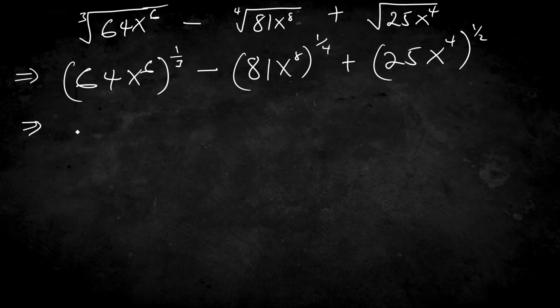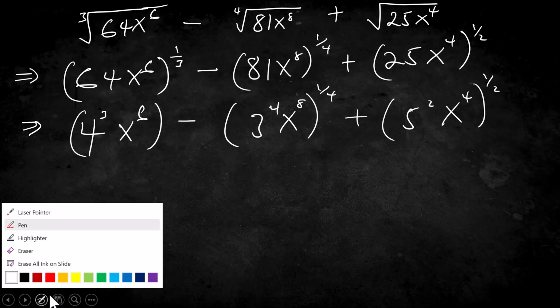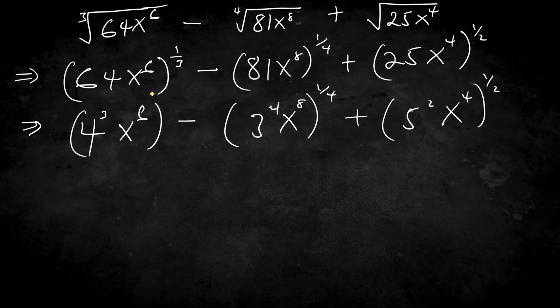So 64 is the same as 4 to the power 3, times x raised 6. Then we have 3 to the power 4, x to the power 8, raised to that, plus 5 squared, x to the power 4. Okay, so let me put that power here.